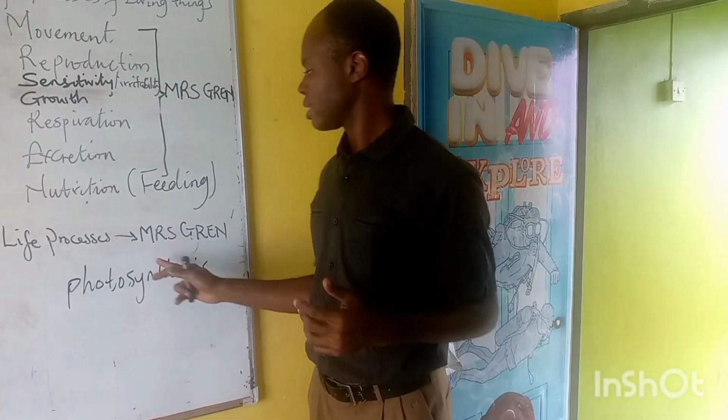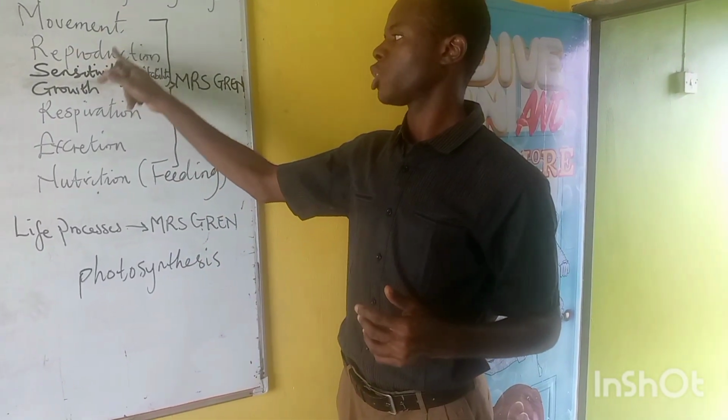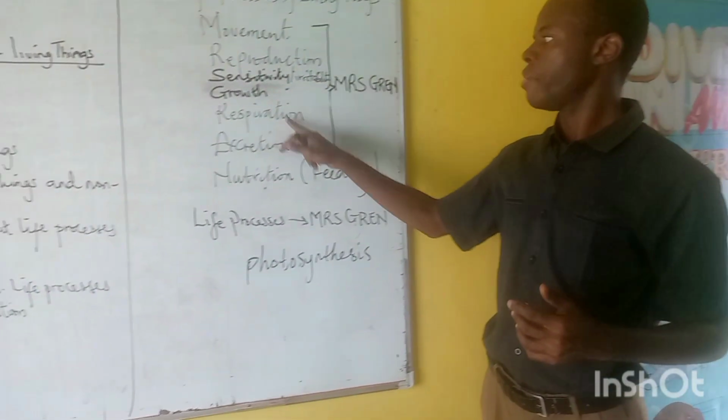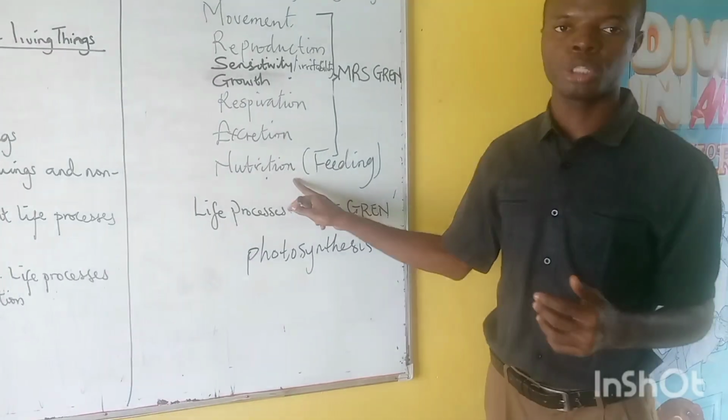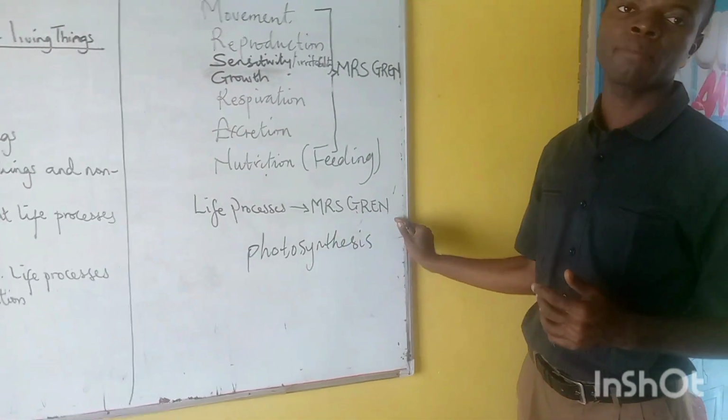Now, mention the life processes. The life processes are movement, reproduction, sensitivity, growth, respiration, excretion, and nutrition. You can remember it using an acronym called Mrs. GREN.